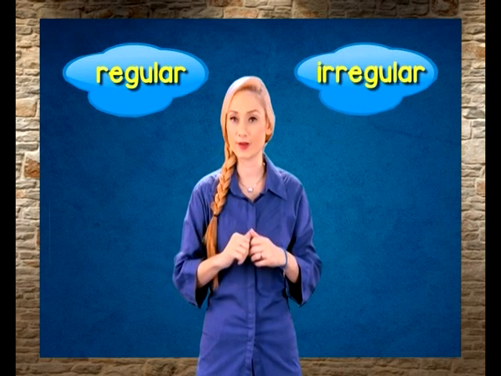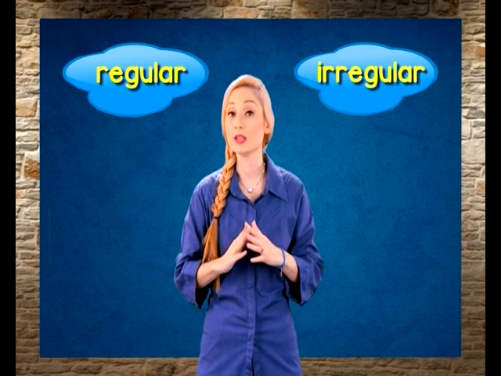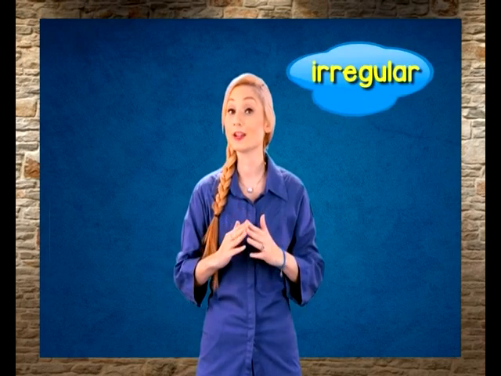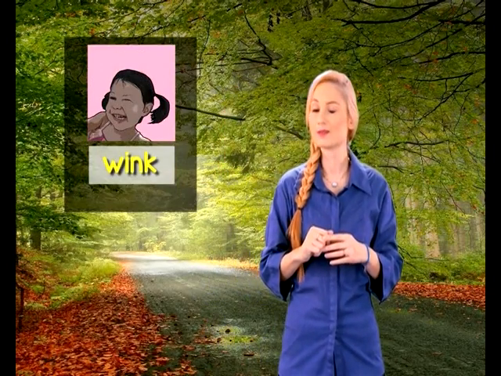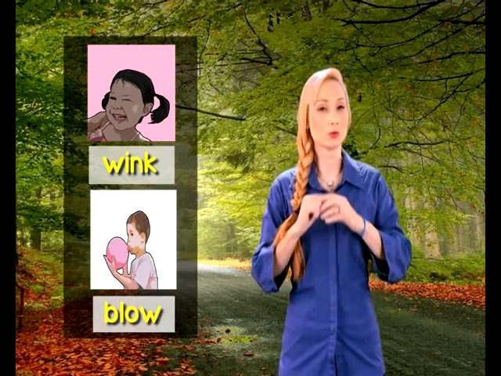First off, we're going to look at verbs. Yep, there are regular and irregular verbs, but we're only going to zoom in on the irregular ones today. A verb is an action word. Here are two simple examples, wink and blow.